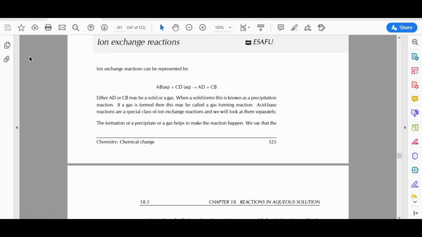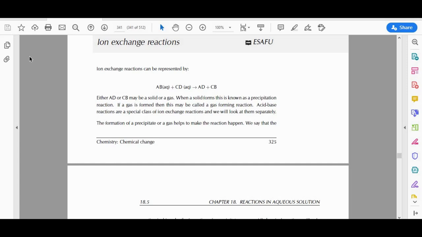Now, acid-base reactions, okay, which is also what I'm going to share with you as well. Acid-base reactions are a special class of ion exchange, okay? That's why we look at them separately from the precipitation and the gas forming, okay? They are in a class of their own.